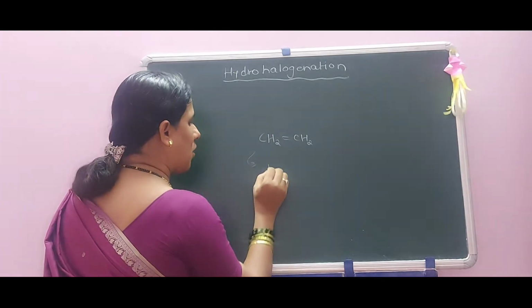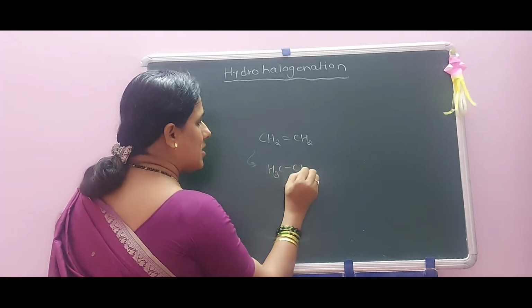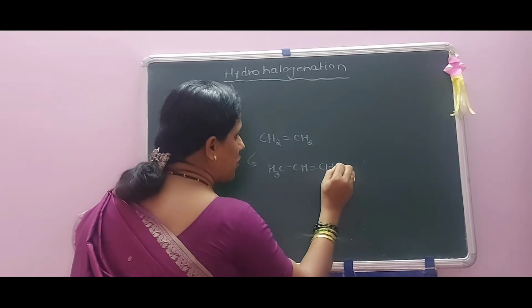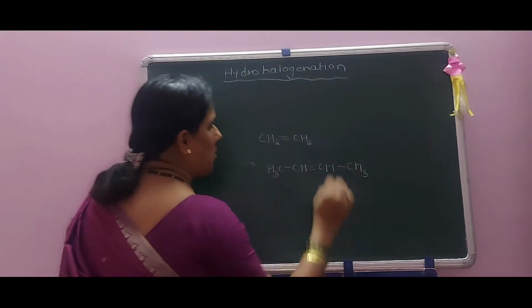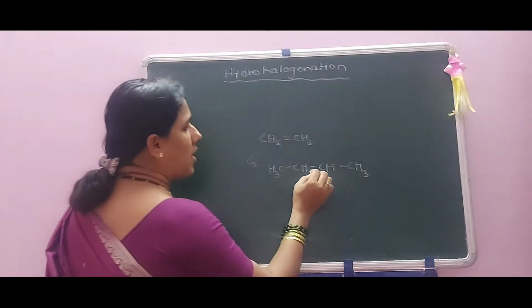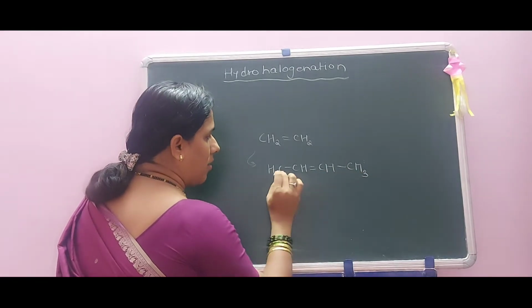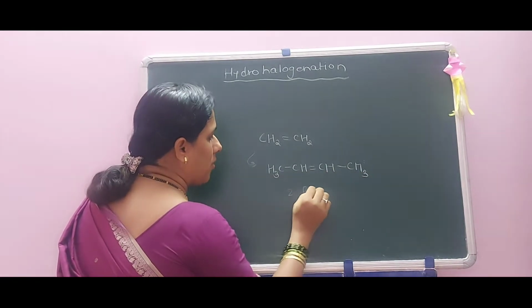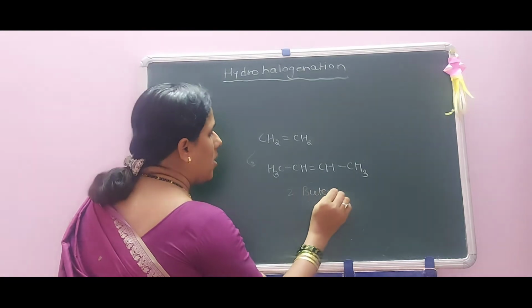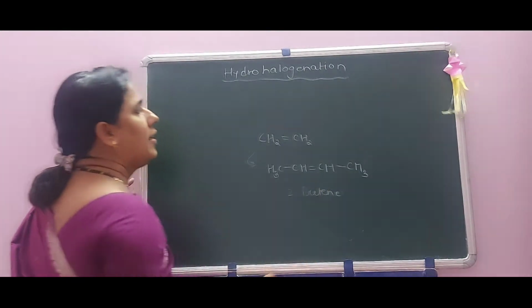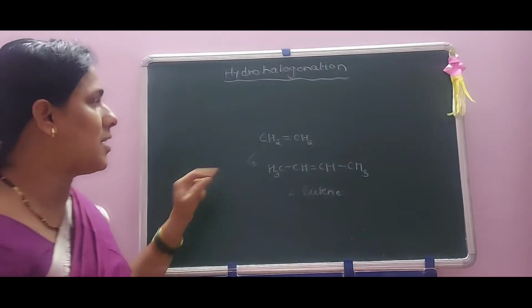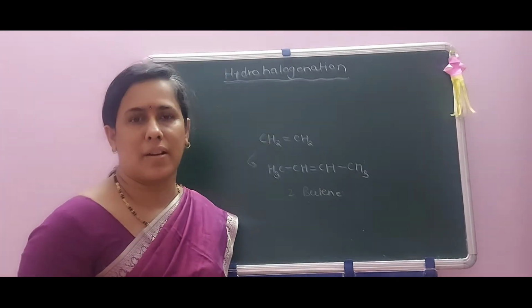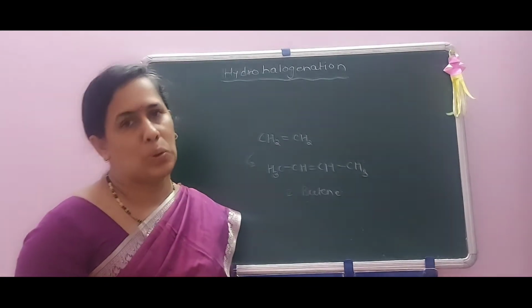2-butene. What is the formula? That is CH3 CH double bond CH, here CH3. The double bond lies between carbons 2 and 3, here at position 2. The number of carbon atoms is 4 and there is 1 double bond, therefore 2-butene. Along with these compounds we have to start Markovnikov's rule here.